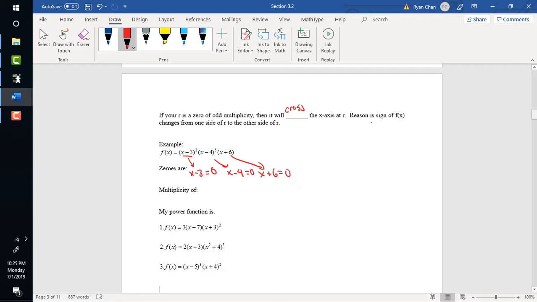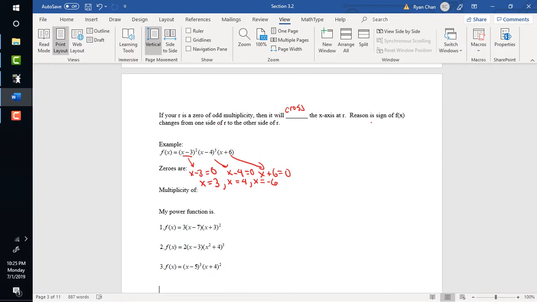So my zeros are the following. I have x is equal to 3, x is equal to 4, and x is equal to negative 6. Okay? So let's take a look at what my multiplicity is. My multiplicity right here, let me actually just make this a little bit larger.